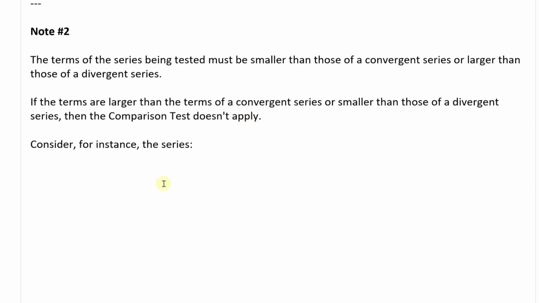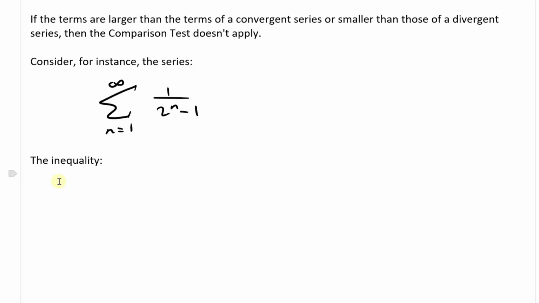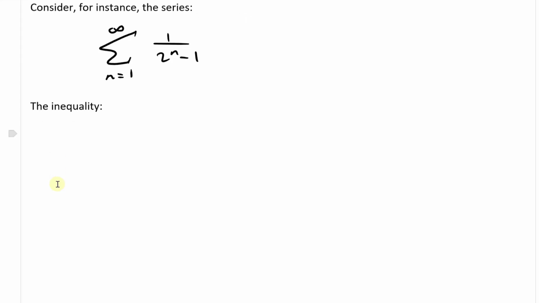So consider, for instance, the series where, instead of the plus 1, we had the summation from n equals 1 to infinity of 1 over 2 to the n minus 1, instead of the plus 1 which we had earlier. If we use the same comparison test, we can't use what we did earlier because of the inequality. 1 over 2 to the n minus 1 is going to be greater than 1 over 2 to the n, because you're dividing by a smaller number.